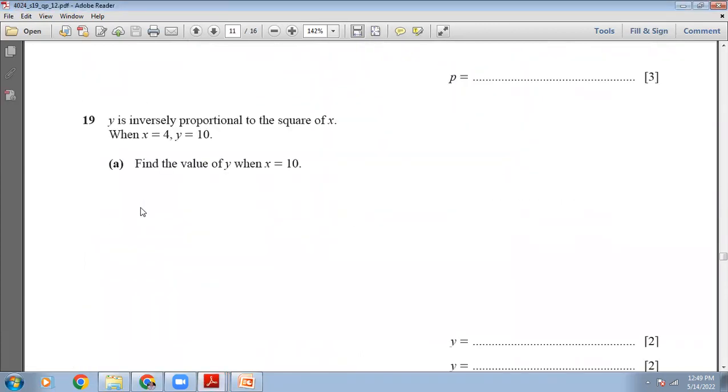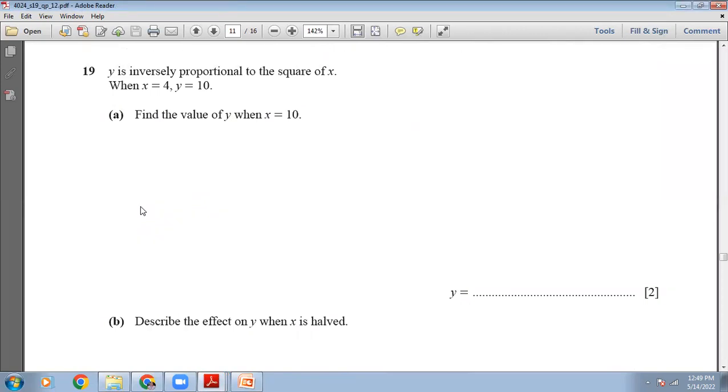Okay, my dear students, now we are going to the next question. The next question is question number 19. Y is inversely proportional to the square of x. When x equals 4, y equals 10. Find the value of y when x is equal to 10.